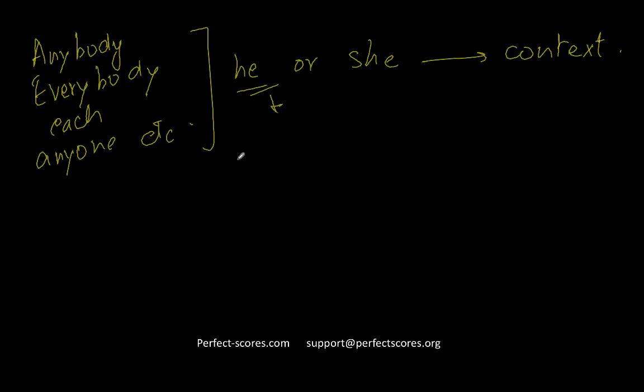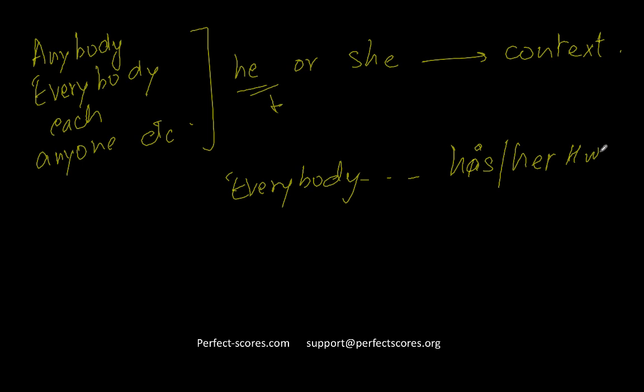So usually what happens is, if you see something in a formal way, it will be written like this. Everybody has to do his or her homework. So instead of picking only one based on the meaning, the writer of the sentence has picked both of them, and what you need to do is just put a slash. And that is what we need to do about this kind of pronoun, which is indefinite pronoun.